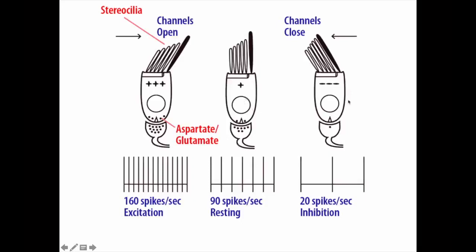It is upright. Here again, the channels get closed when the cilia move away from the kinocilium, and you see the number of spikes is 20 spikes per second. It's actually the release of the neurotransmitter that will be inhibited.